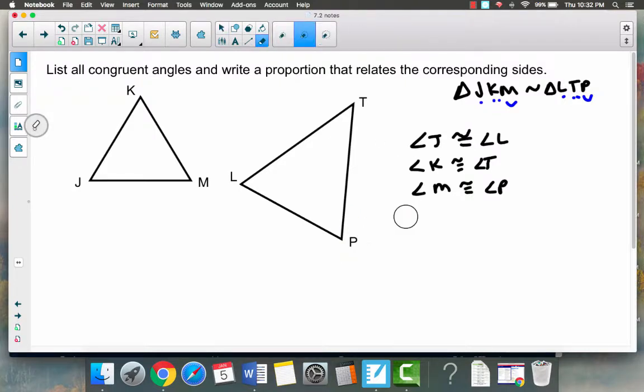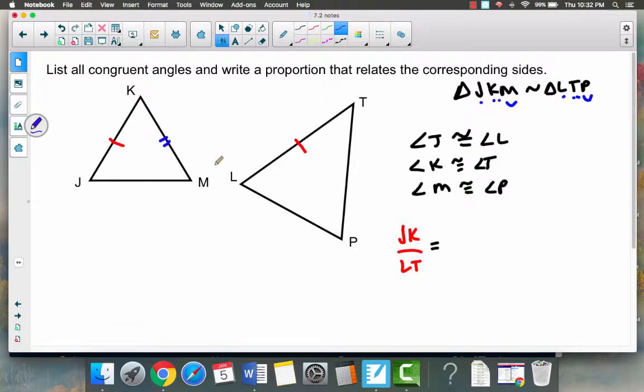So what we're going to do is write the proportions that relate the sides. If I look at my first side here, JK, it's going to have to be a proportion, or a ratio, with LT, because those are corresponding. So JK, the first two letters, must go with LT. Well, if it's going to be a similar shape, that ratio of sides would have to be exactly the same as my other ratios of my other sides.